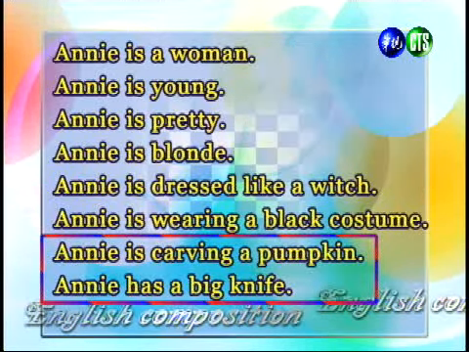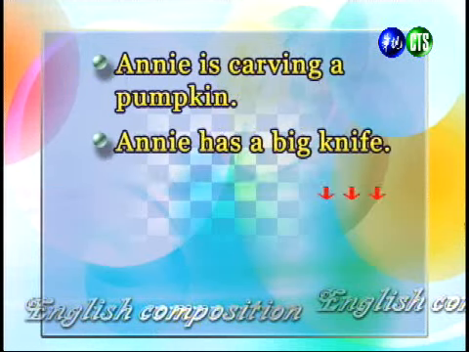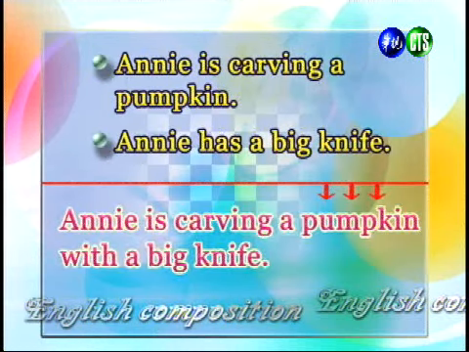So now let's take a look at our last two sentences. We have Annie is carving a pumpkin and Annie has a big knife. Right, and so if we combine these together, we get this word.